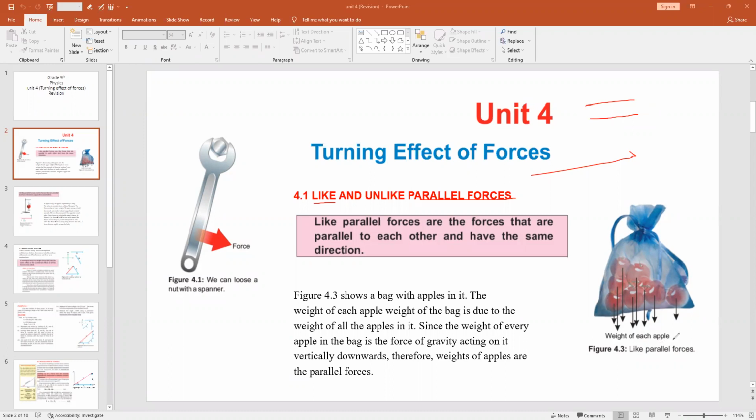As you see in the figure, there's a bag and all the apples are placed in it, and their weight is acting downward in the same direction. So you can see the direction is the same for all the apples, right? They have the same magnitude and also they are parallel to each other. These lines cannot intersect at any point with each other, right? So they are basically parallel to each other. So this is an example of like parallel forces.